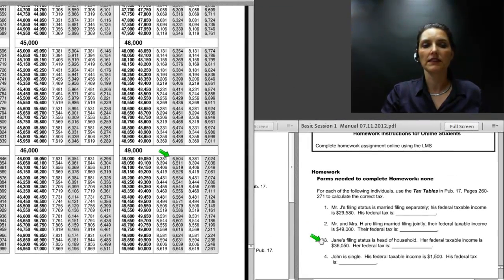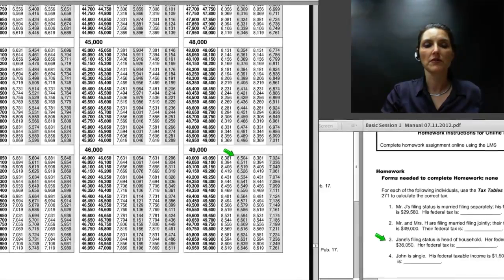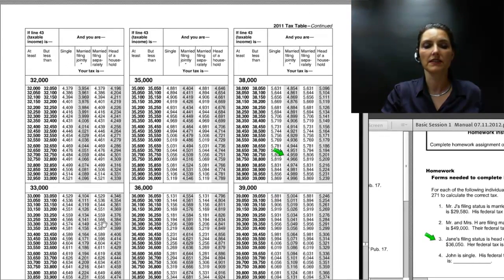Well, her income is at least $36,050. It is not less than $36,050. Therefore, we move over to the $36,050 to $36,100 column. We find the column for head of household. The correct answer is $4,804. That's $4,804 is the correct answer for question number 3.